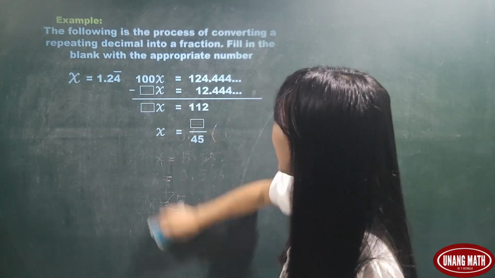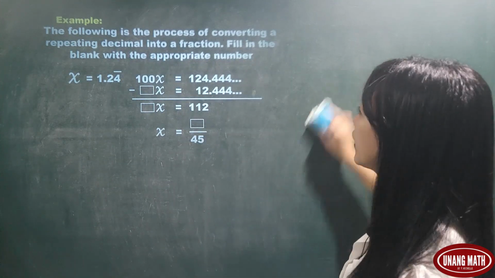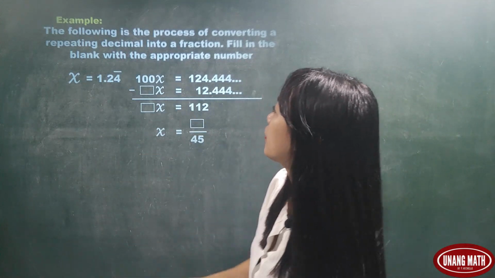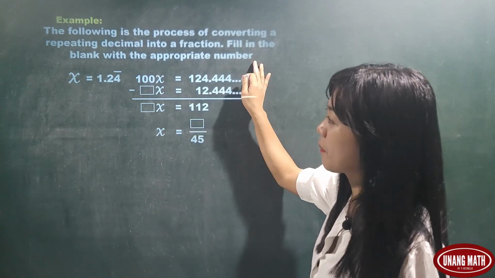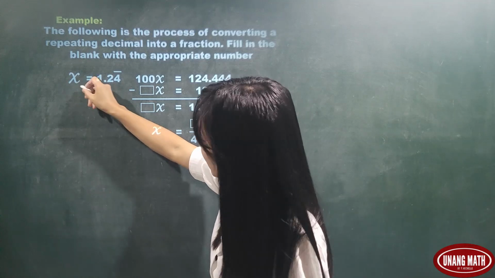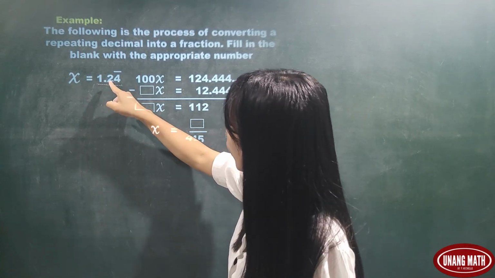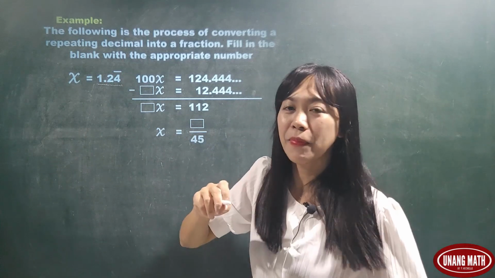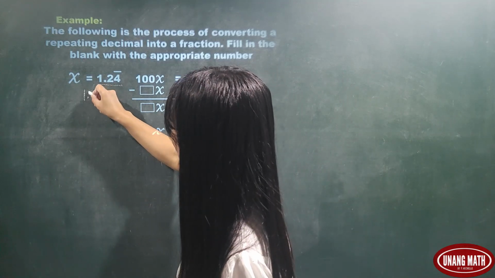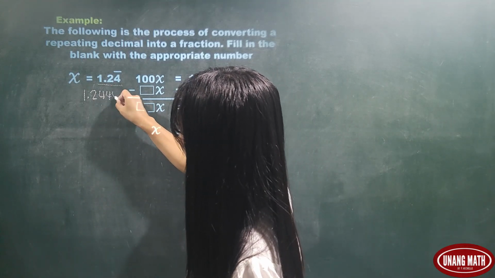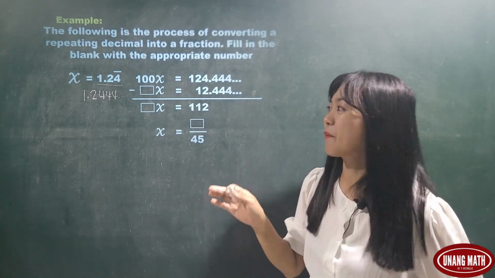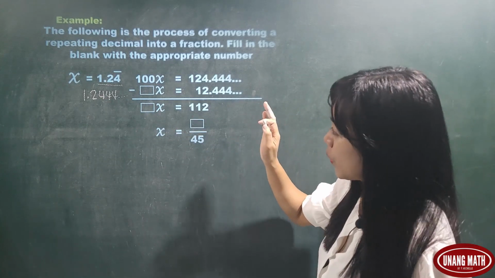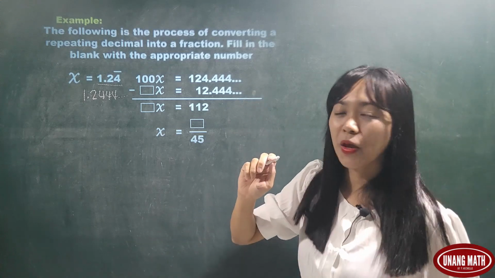The following is the process of converting a repeating decimal into a fraction. Fill in the blank with the appropriate number. So our repeating decimal is 1.24 repeating. So this is 1.2444, and this digit 4 repeats endlessly. Okay, we have to create two equations.